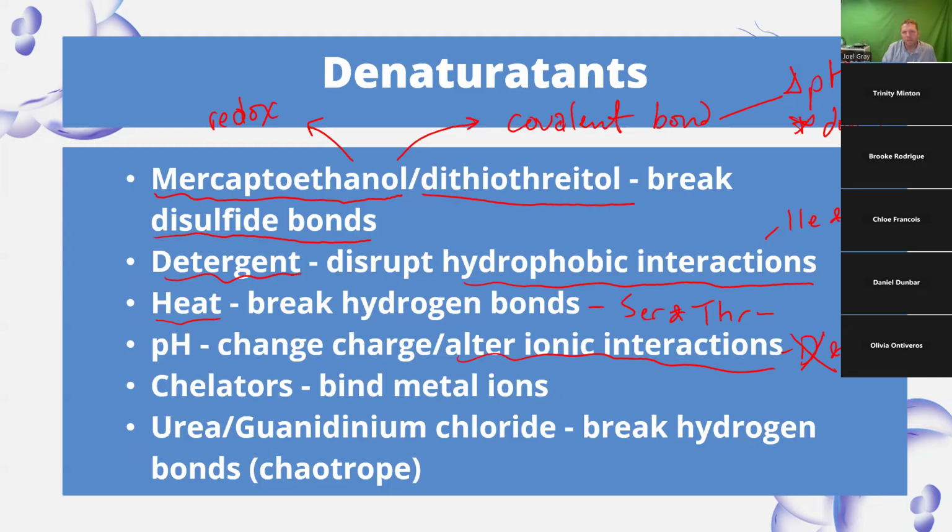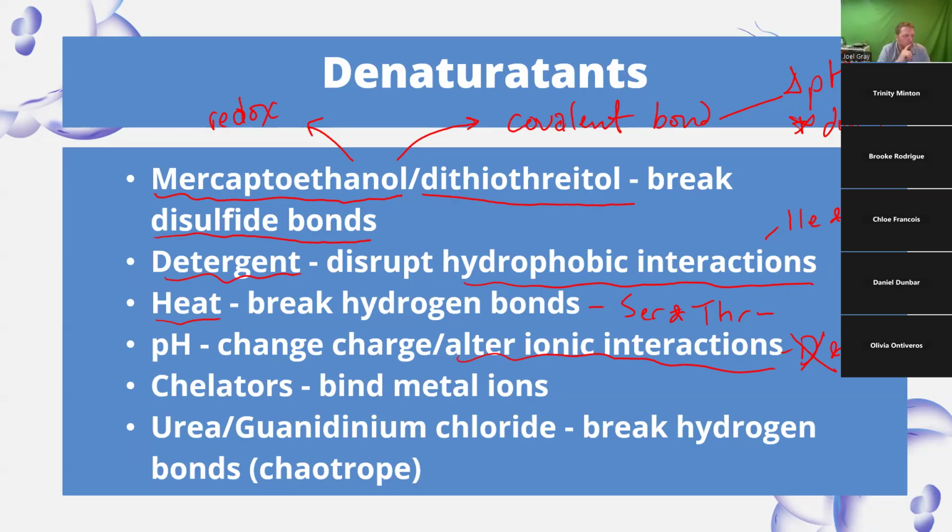Chelators bind metal ions, and metal ions are some ways in which different amino acid R groups will interact with one another. Now, urea and guanidinium chloride will break hydrogen bonds. These two compounds are known as chaotropes or chaotropic agents. So they really love disrupting hydrogen bonds.